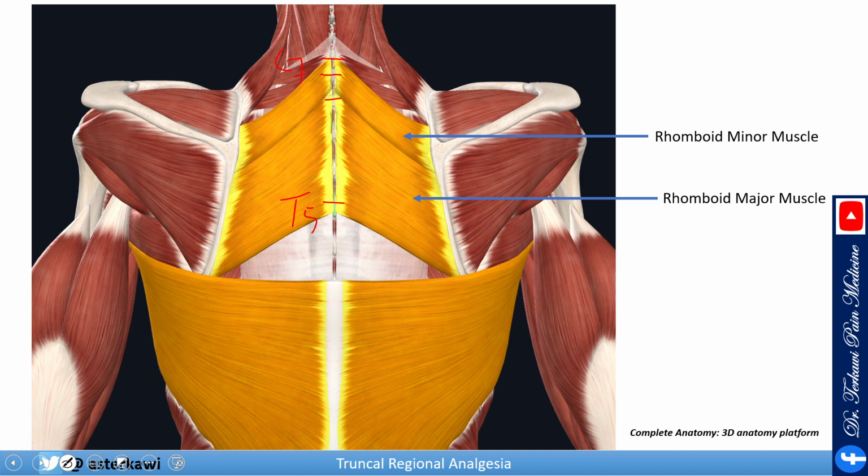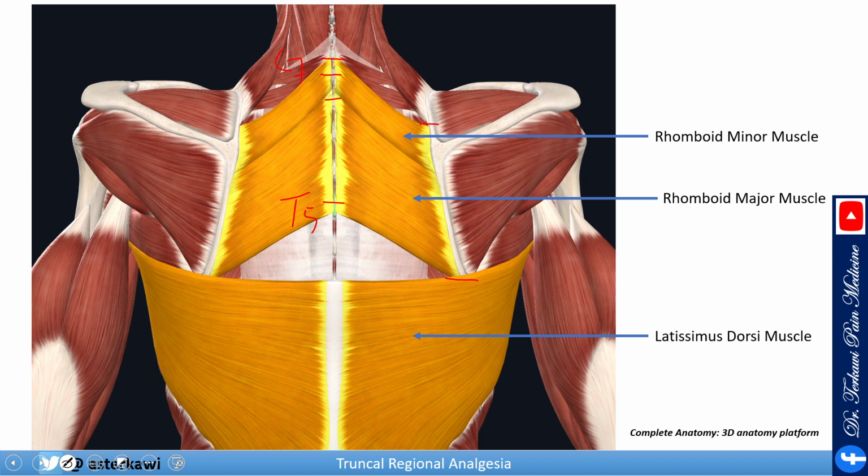These muscles insert in the medial border of the scapula from the level of the spine to the inferior edge, from here to here. And it is supplied by the dorsal scapular nerve, which comes from C4 and C5. And the function of the rhomboid muscles is to retract the scapula and rotate it to depress the glenoid cavity and fix the scapula to the thoracic wall.